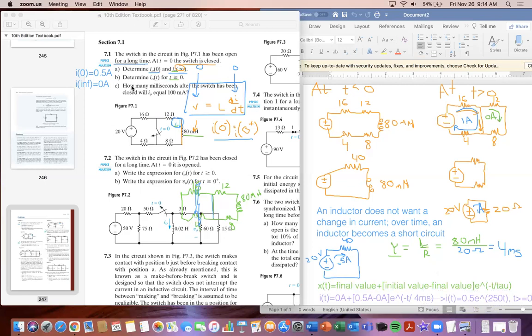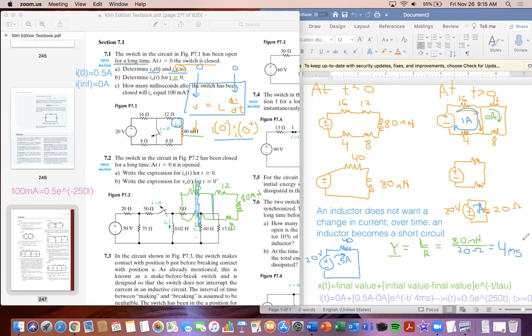Now part C: how many milliseconds after the switch has been closed will I equal 100 milliamps? That's the equation we just got in part B. Plug in 100 milliamps to that equation I just wrote. I'll set it up in a different color: 100 milliamps is equal to 0.5 e to the negative 250 t. Sorry, I just forgot the negative sign in that equation.